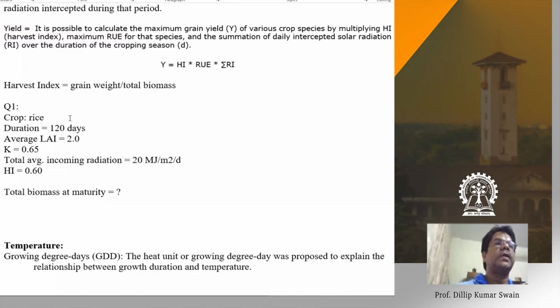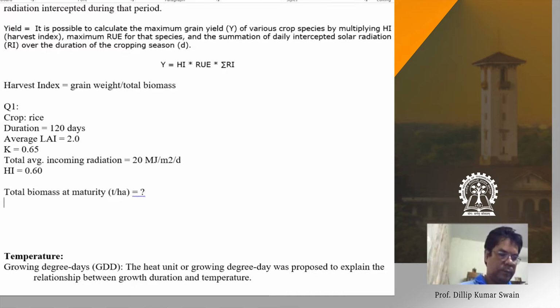You can have in tons per hectare. Then grain yield per hectare. Can you do this one? Crop is rice of 120 days duration.